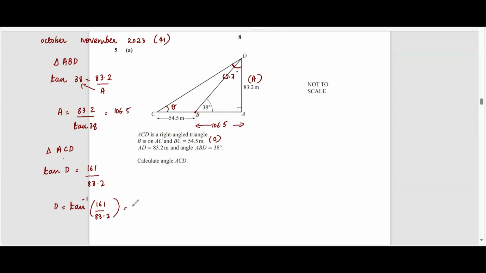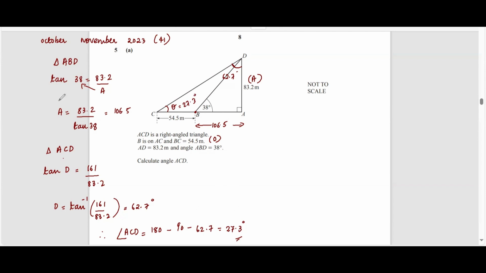62.7 degrees. Now, angle ACD will be 180 subtract 90 and 62.7, and we'll get the answer as 27.3. 27.3 degrees will be the answer. Therefore, theta is equal to 27.3. So that was the first part. I hope you have understood this.